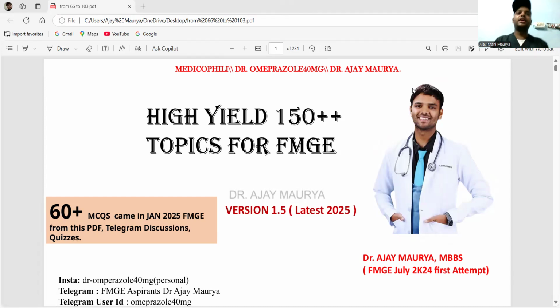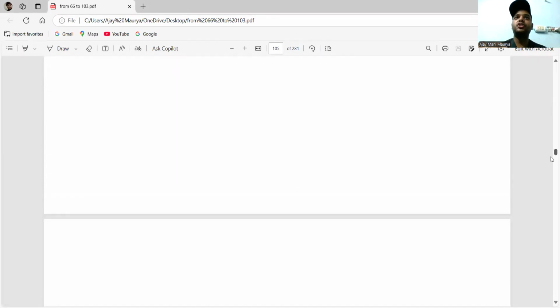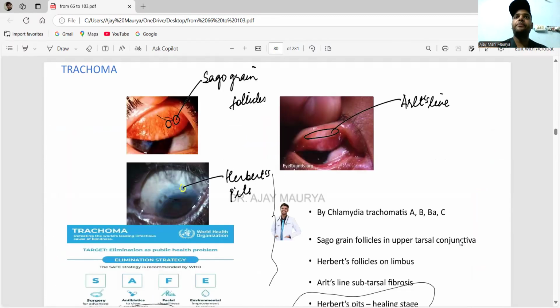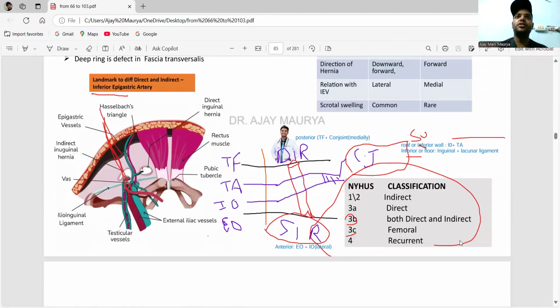Myself is Ajay Moria. So guys, I'm going to continue our discussion of the high yield 150 plus short for the FMGE. I am a little bit busy in my internship, so that's why it's going to be delayed. This is going to be part eight of our discussion. I think we are done until page 103. So let's go to page 103.